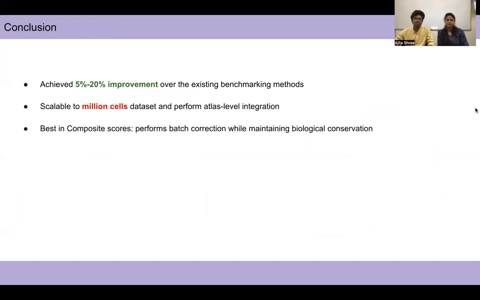In conclusion, firstly, scDREAMER was able to achieve a 5 to 20% improvement over the existing benchmarking methods, which was demonstrated on 5 real datasets. Secondly, the scalability to million cells and the performance of atlas level integration was also demonstrated on the human mouse dataset. And we can say that scDREAMER was able to achieve the best batch correction while maintaining its bioconservation metrics.